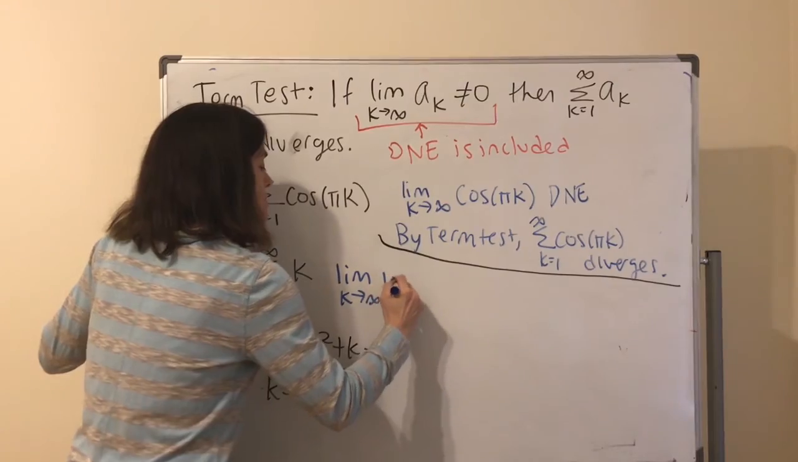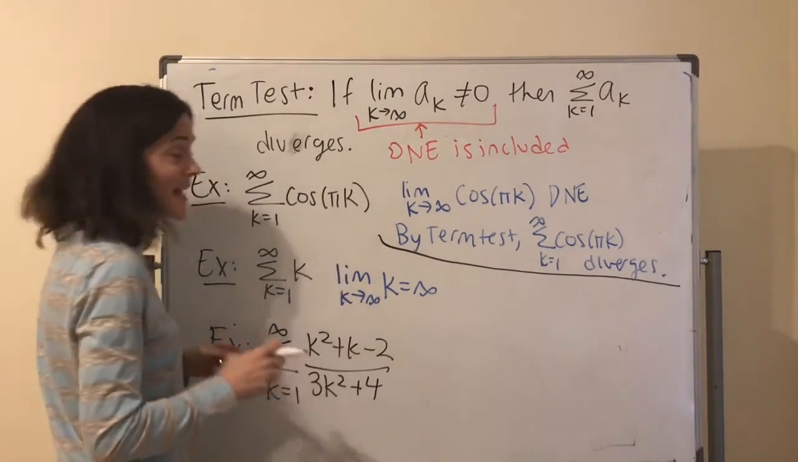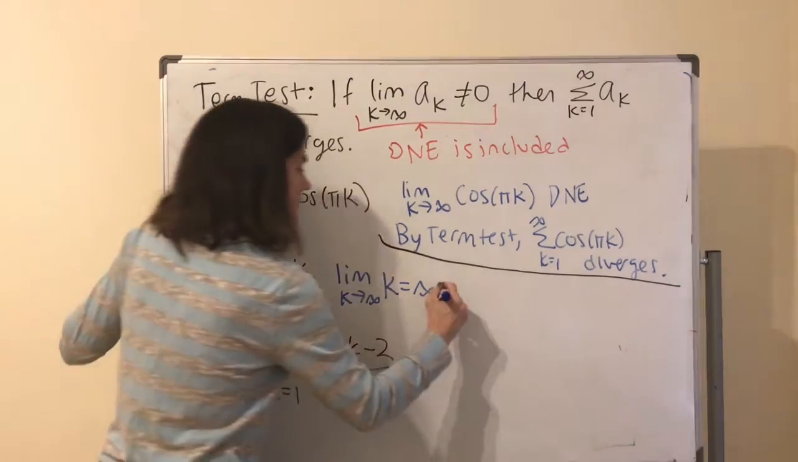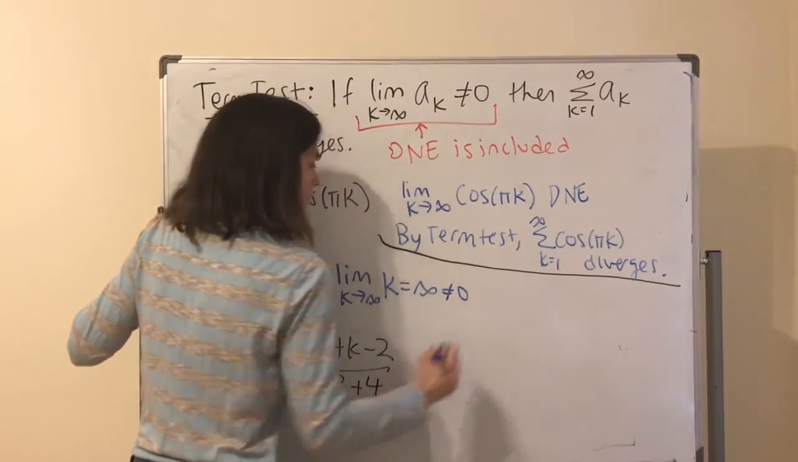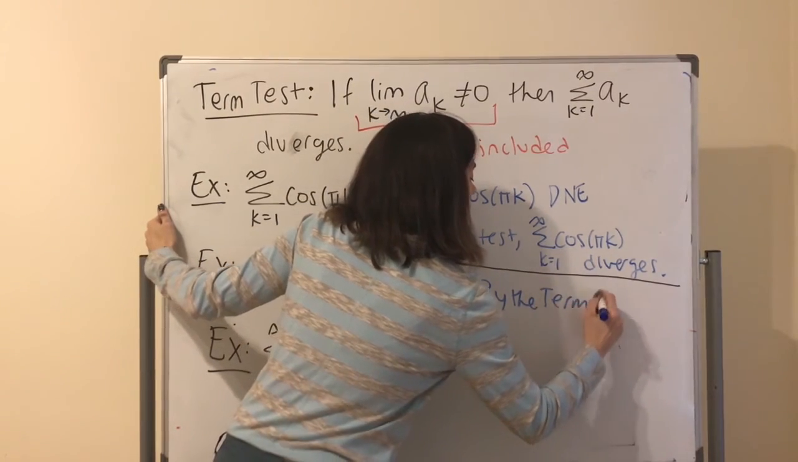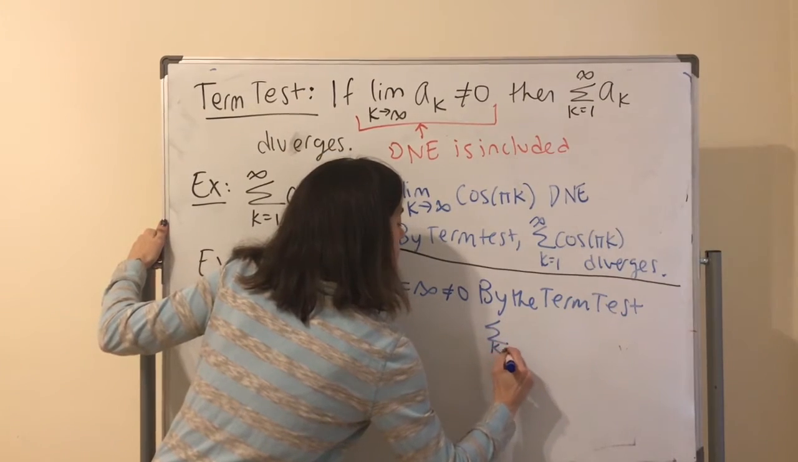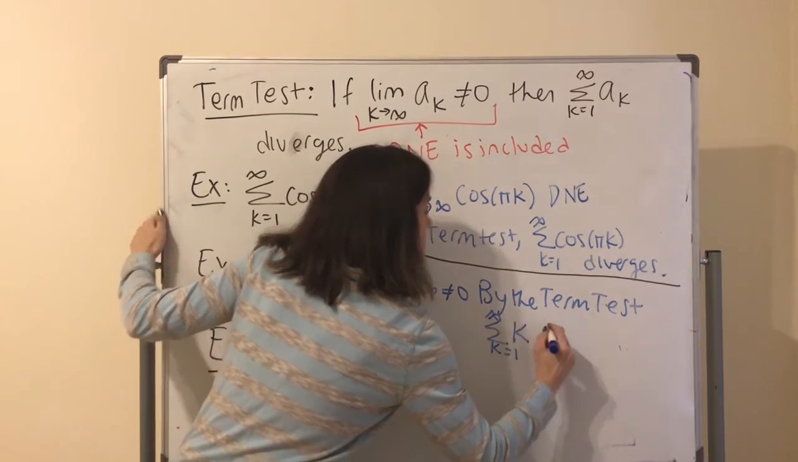Look at the terms. Well, this is infinity. Definitely, or you could say D and E, not equal to 0. By the term test, this series diverges.